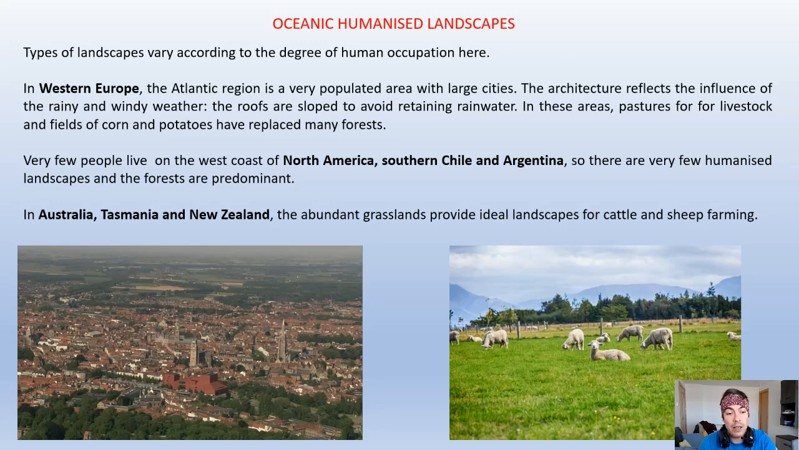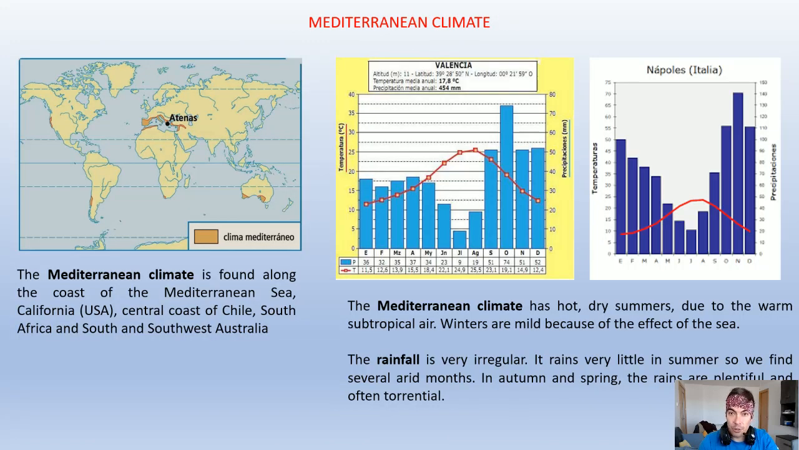And finally, in Australia, Tasmania and New Zealand, the abundant grasslands provide ideal landscapes for cattle and sheep farming. Cattle is the cows, okay? Cows and sheep. In fact, those countries are the most important producers of cow and sheep products in the world. That's all for the oceanic climate, and now we are going to see the Mediterranean climate.